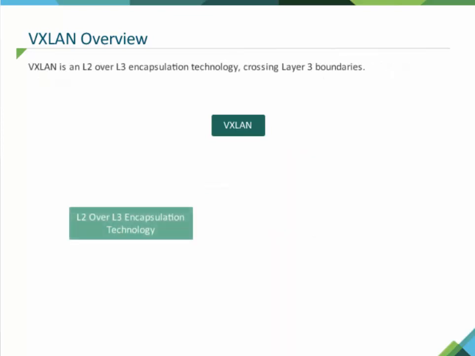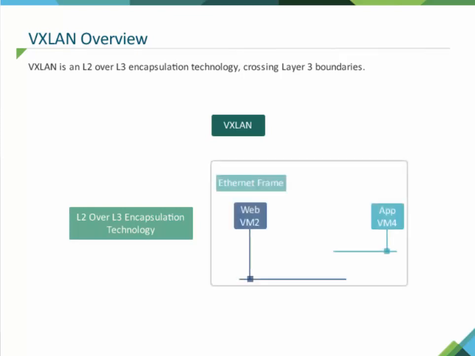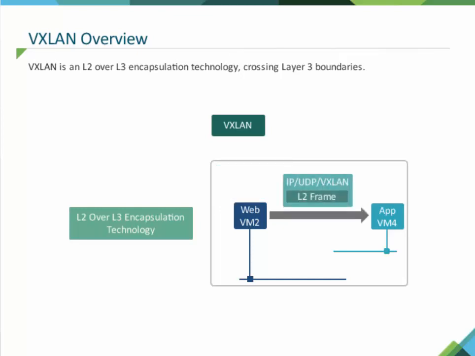VXLAN is an L2 over L3 encapsulation technology, crossing Layer 3 boundaries. The original Ethernet frame generated by a workload is encapsulated with external VXLAN, UDP, IP, and Ethernet headers to ensure it can be transported across the network infrastructure interconnecting the ESXi hosts. The VXLAN, UDP, IP, and outer Ethernet header add up to 50 bytes to the encapsulated Ethernet frame.